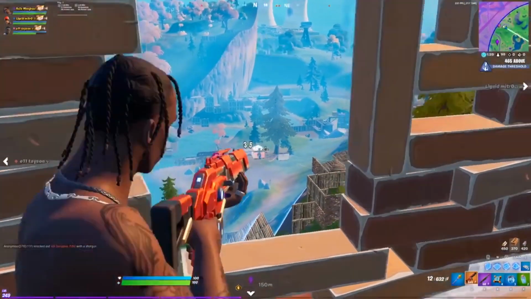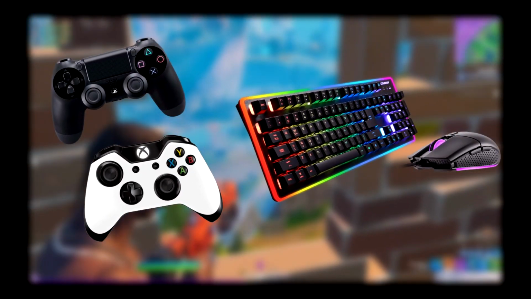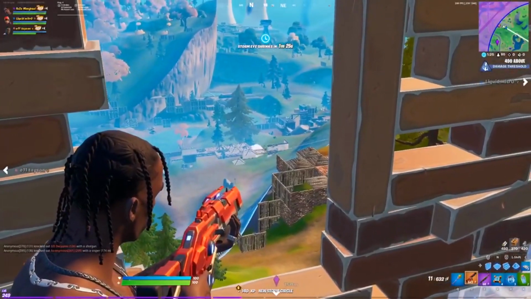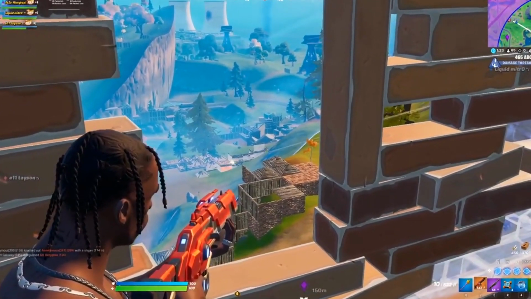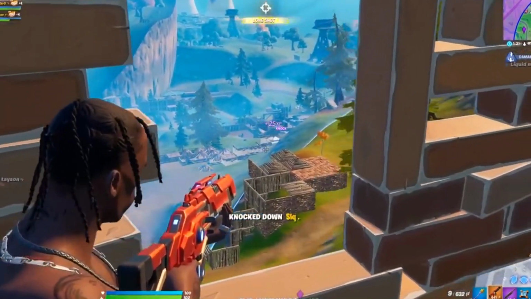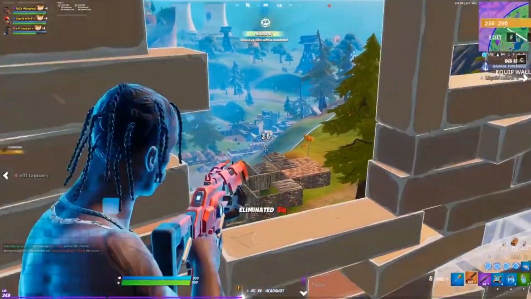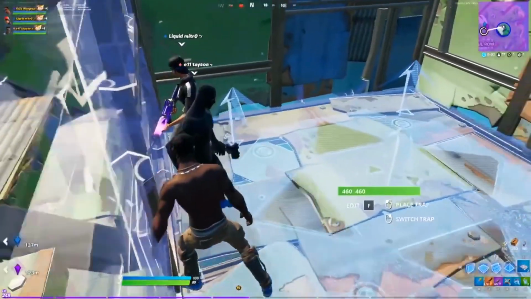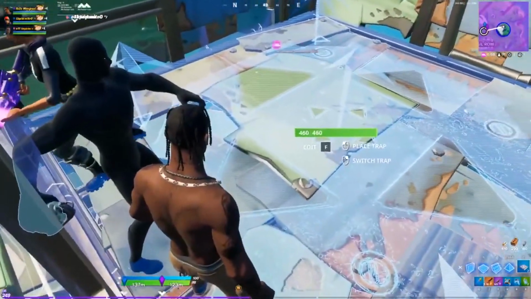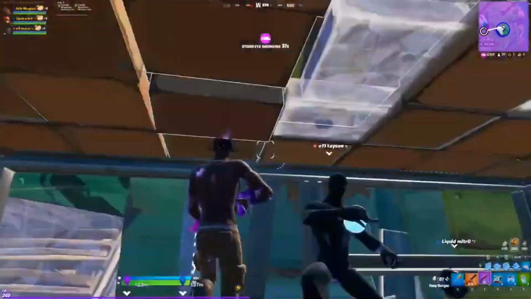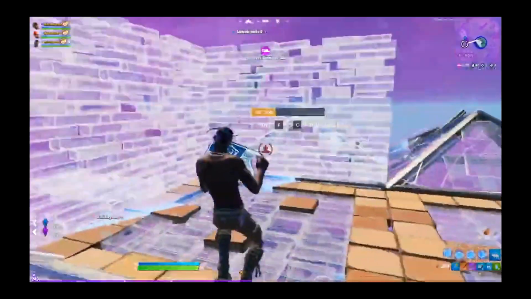So in today's video, we are going to be comparing controller and keyboard and mouse. For a really long time, people have been comparing keyboard and mouse to controller, because people are always talking about aim assist. They talk about the advantages with editing on keyboard and mouse, and honestly there's just a lot to talk about. So let's talk about the advantages of both inputs, then we'll talk about the negatives of both inputs.